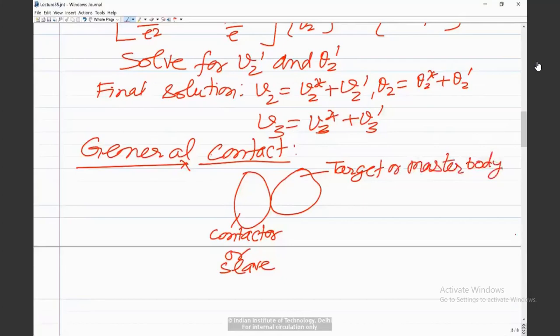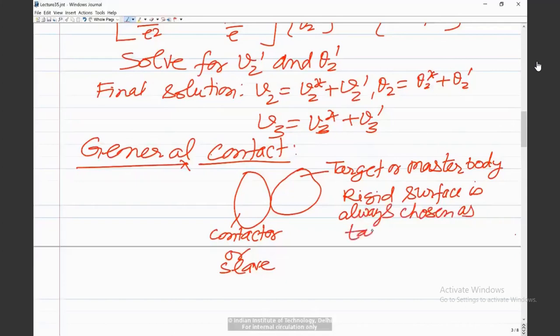Now how do we decide which body to treat as contactor and which body to treat as target? Usually, if one of the two bodies is rigid, the rigid surface is always chosen as the target.